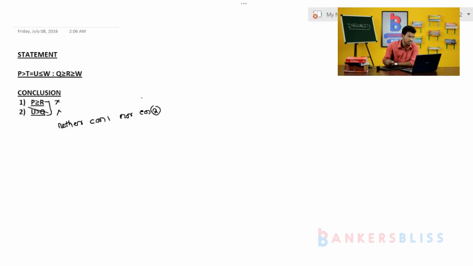So look at this, guys. Here the statement is P greater than T, T is equal to U, U less than or equal to W. This is the first statement. The second one is Q greater than or equal to R, R greater than or equal to W. This is the second statement. They are asking P to R in the first. P is in the first and R is in the second. What is the common element? W is the common element.